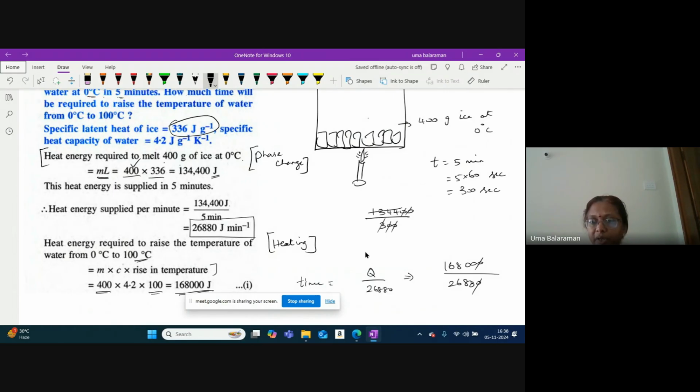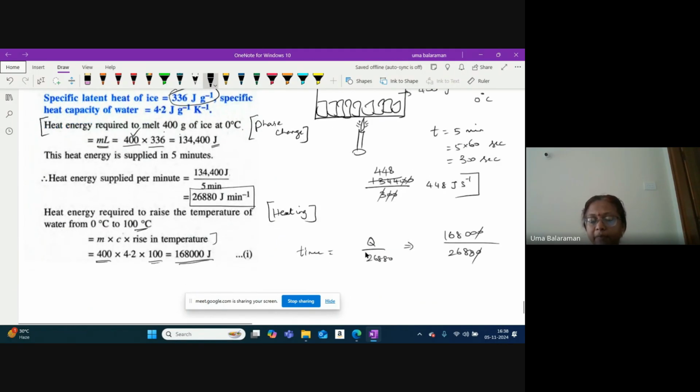Is it divisible by the 3 table? 4 threes are 12. Again, 4 threes are 12. So 448 joules per second is the heat energy supplied by the Bunsen burner.